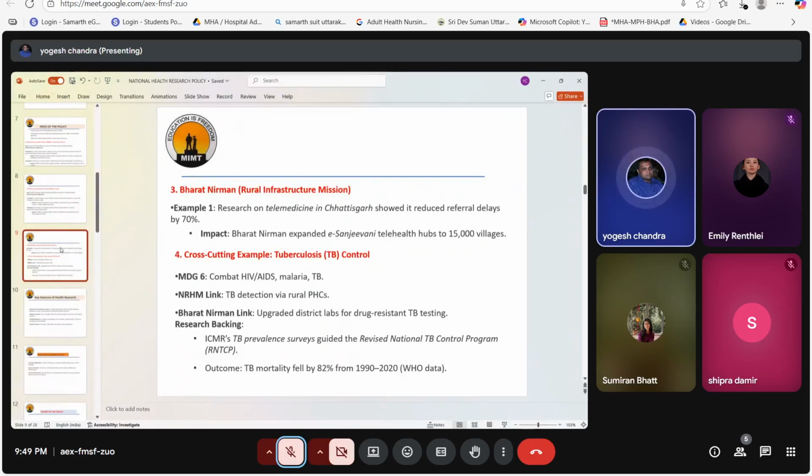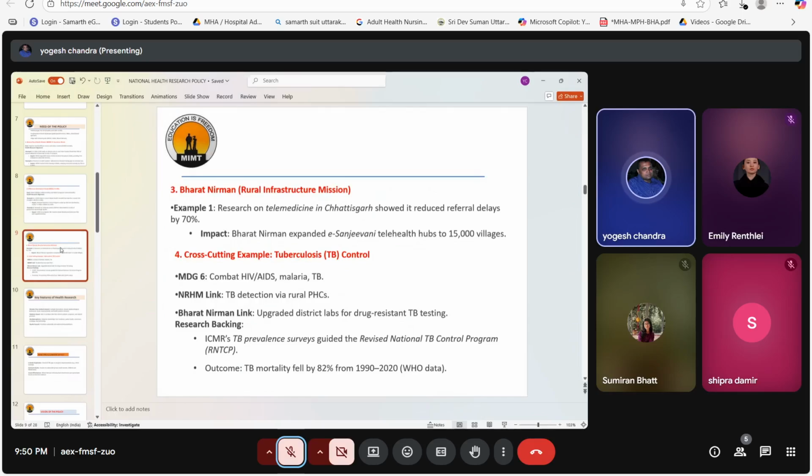फिर क्रॉस कटिंग example यदि हम tuberculosis का लें, because nowadays controlling tuberculosis is on very high priority. So this tuberculosis control is involved in various programs. It is also involved in MDG 6, combat HIV, AIDS, malaria, TB. उसके साथ है फिर NRHM में TB detection via rural PHC वहां पे भी होने लगा. फिर यदि हम निर्माण पार्ट पे देखें, इंफ्रास्ट्रक्चर पार्ट पे, तो district labs have been upgraded for drug resistant TB testing. अभी आपका CHC पे, DH पे, सब जगह आपका ये टेस्ट, PCR kind वाले जो टेस्ट हैं, वो सारे genetic tests, they all started. So that is because of that research. That is the research backing.